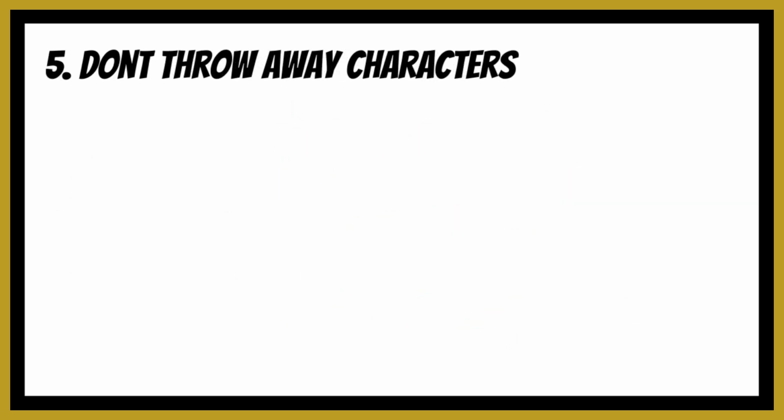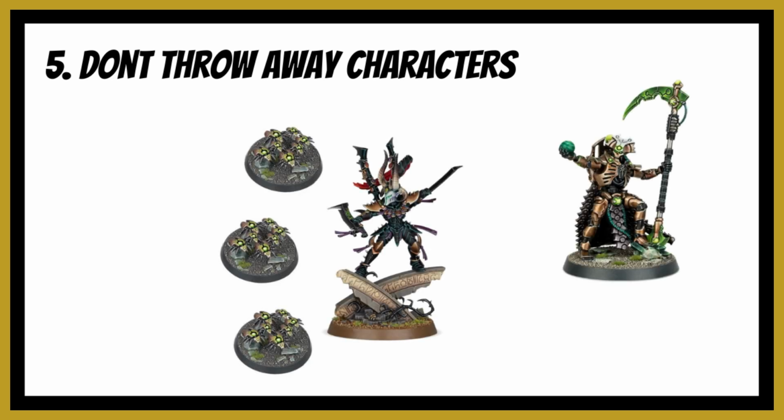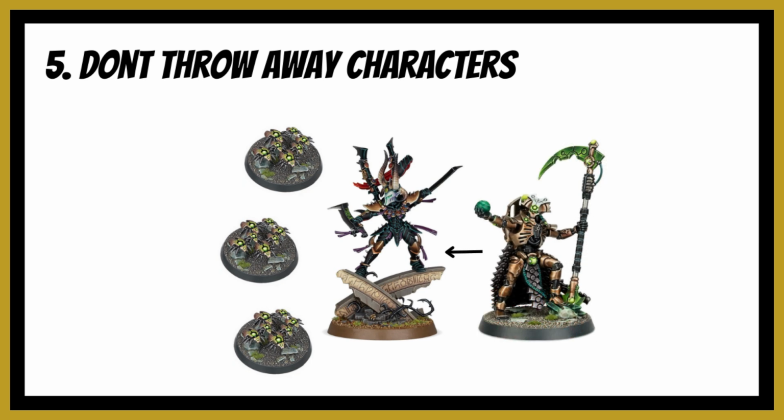Number 5, don't throw away your characters. Another common mistake here is to throw away your characters when you're within 3 inches and you want to heroically intervene. So in this scenario, Drazar has made a charge move against 3 Canoptic Scarab Swarms. Now there is an Overlord nearby within 3 inches, and he does have the option of heroically intervening if he wanted to. Now in some situations it's not the worst thing to do to heroically intervene, but sometimes you're literally throwing away your characters because you've made that charge move against Drazar in this example.